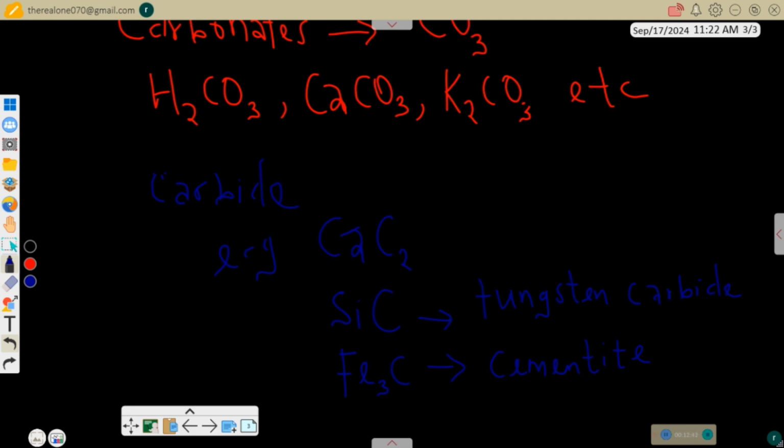So excluding these three, which are oxides of carbon, carbonates, and carbides. These are the only three things that contain carbon that organic chemistry does not study. But every other compound that contains carbon is studied by organic chemistry.